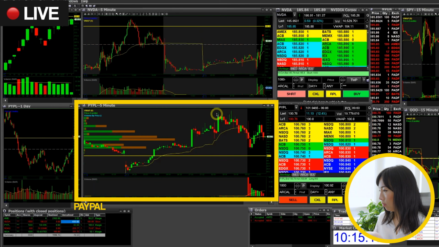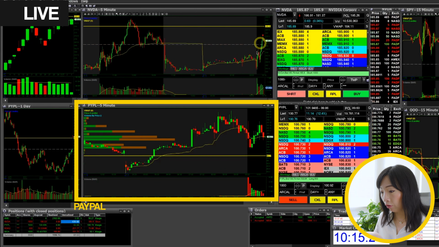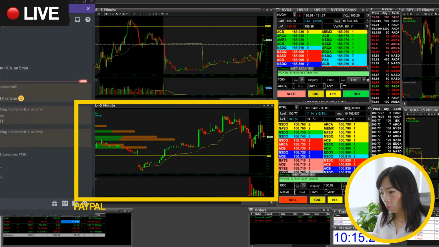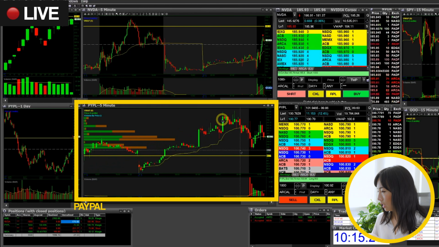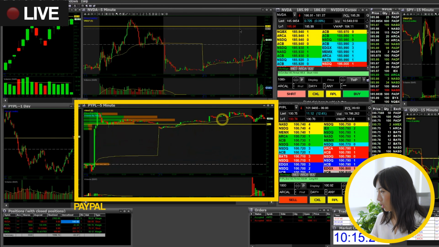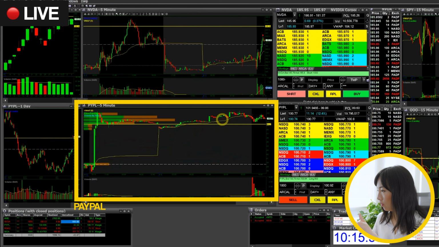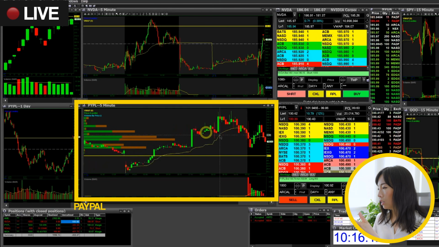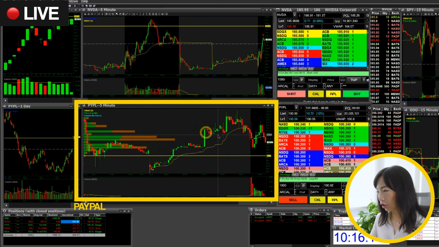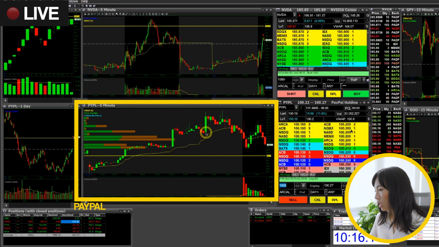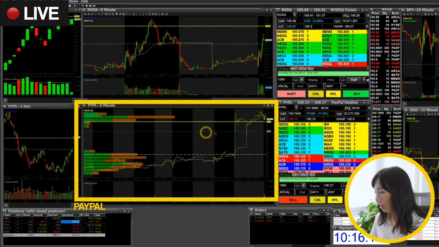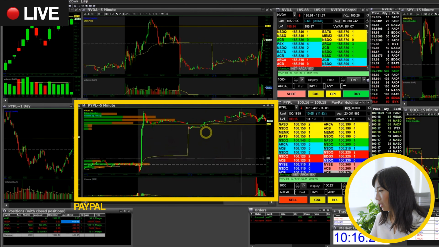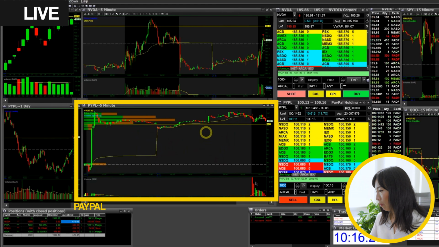You can see PayPal is hanging out around my average, which is at 170, and it's really breaking down. You can see it's now consecutive red candles and all the red prints going through. And this is the point where I realized I should stop out. It's looking really weak. It went through my average. Now it's at 116, and I'm trying to stop out.